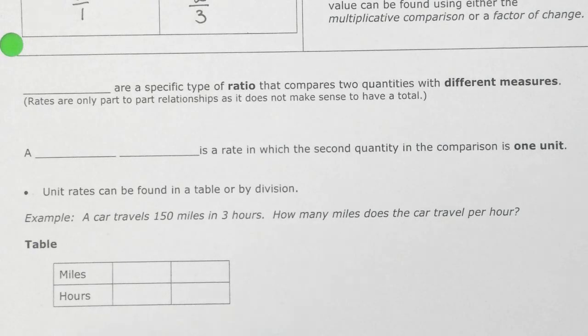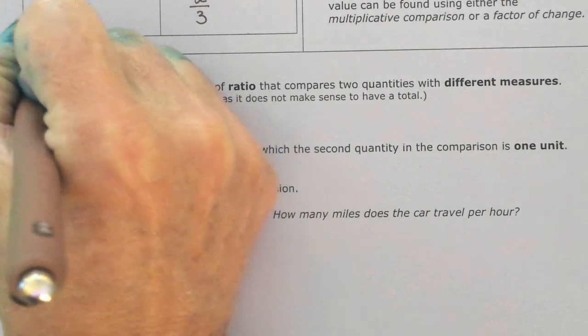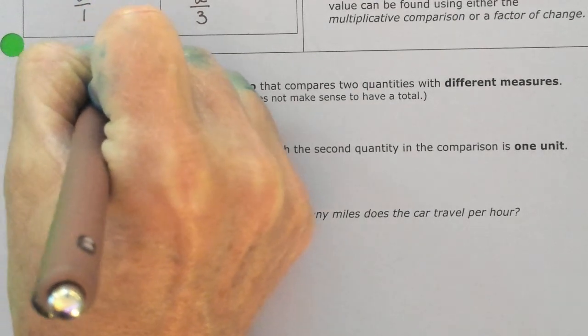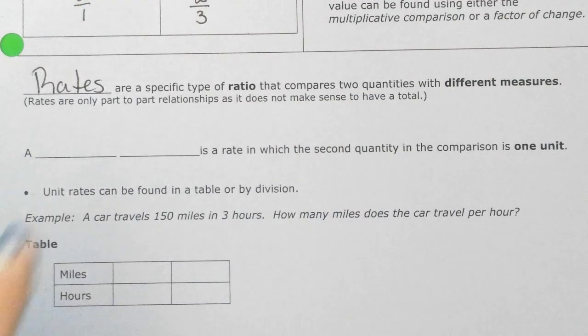Blank are specific types of ratios that compare 2 quantities with different measures, like miles per hour, feet per inch, dogs and cats, stuff like that. These are called rates. And rates are only part-to-part relationships, and it does not make sense to have a total.